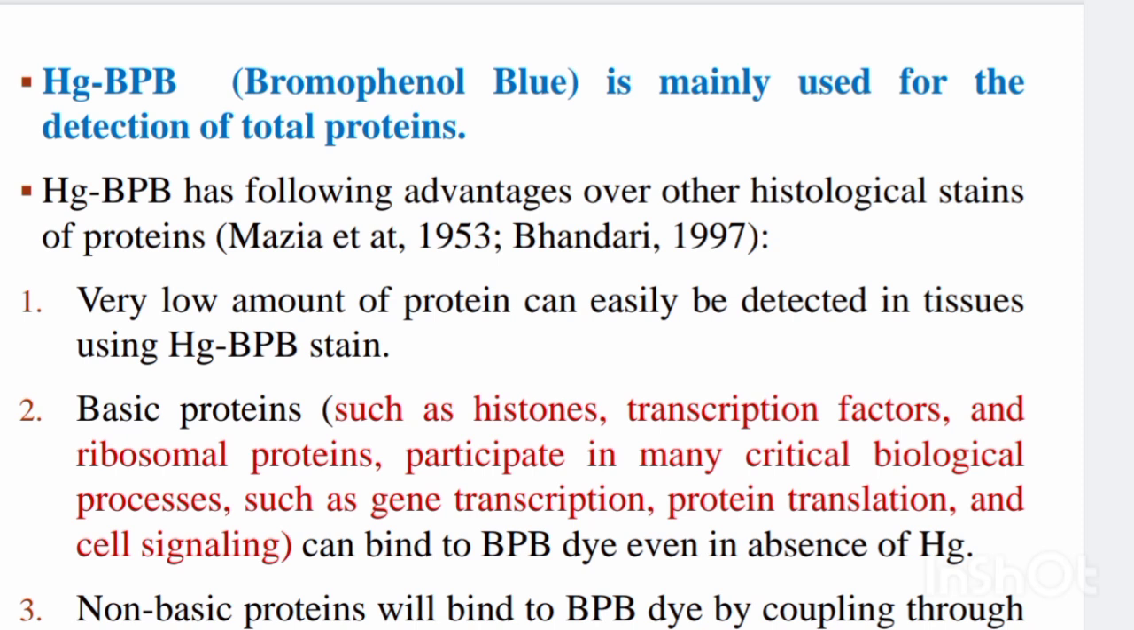The third step is the non-basic protein. Firstly we talked about the basic protein, now we are talking about the non-basic protein, which also binds with the Bromophenol blue dye but by coupling through mercury. So basic proteins can bind in the absence of mercury, and non-basic proteins only bind in the presence of mercury. The amount of dye depends upon the proteins. The dye bound is proportional to the amount of protein. How much protein we use, the dye will be proportional to it. If we use 1 gram protein, that means 1 gram dye.